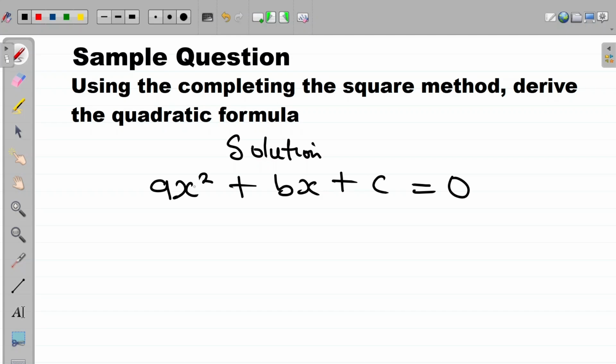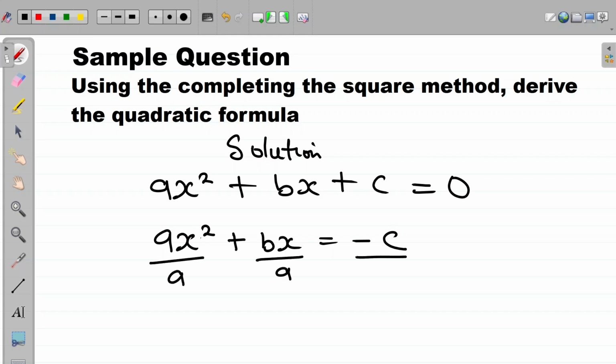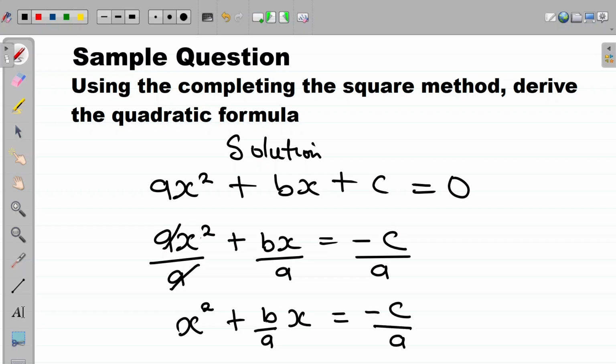So the first thing we do here is to move the constant term to the right-hand side. So we have that ax squared plus bx is equal to minus c. And recall that for us to use the completing the square method, the coefficient of x squared must be equal to 1. So we divide through by the coefficient of x squared, which is a. So a here can cancel out a. We obtain that x squared plus b divided by a multiplied by x is equal to minus c divided by a.